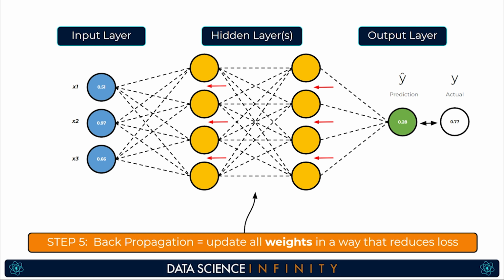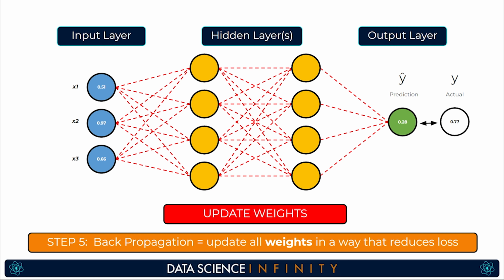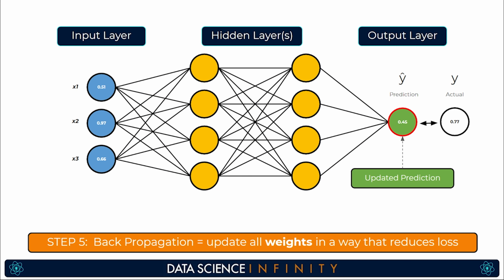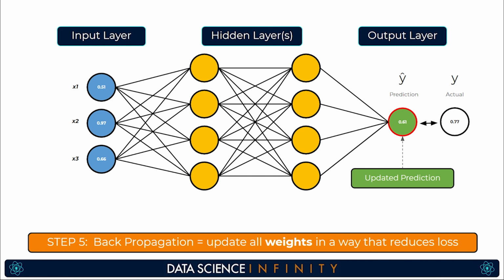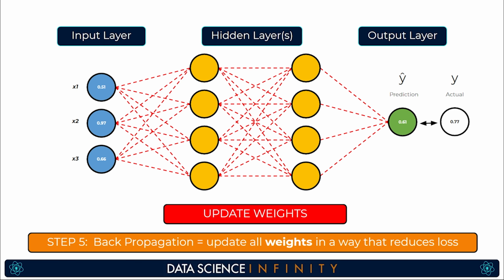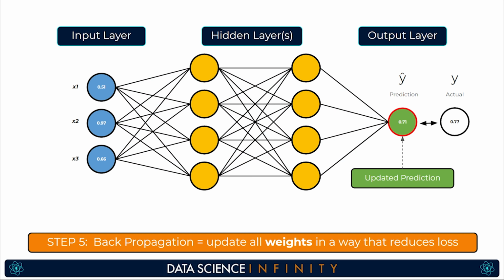So the gradient descent process kicks in and we make our first update to the weights, or in other words, we alter their values. And after these alterations have been made, we get a new prediction for this particular observation or data point of 0.45. So this is closer to our actual output value of 0.77, but gradient descent isn't satisfied, so it updates the weights again. And this time we get a prediction of 0.61. Better, but let's keep going. We make another update, resulting in a prediction of 0.71. We are close now.